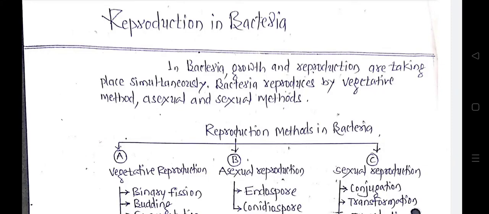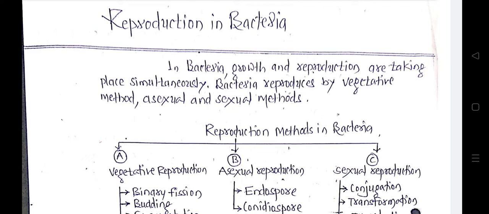Hello friends, today we are going to learn reproduction in bacteria. In plants and animals, the growth phase is completed first, and then they go for the reproductive phase. But in bacteria, the growth phase and reproduction phase are taking place simultaneously.